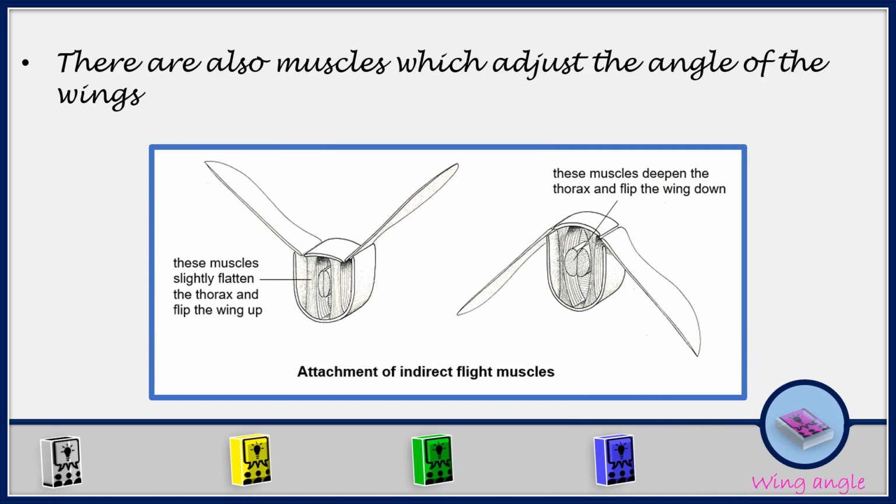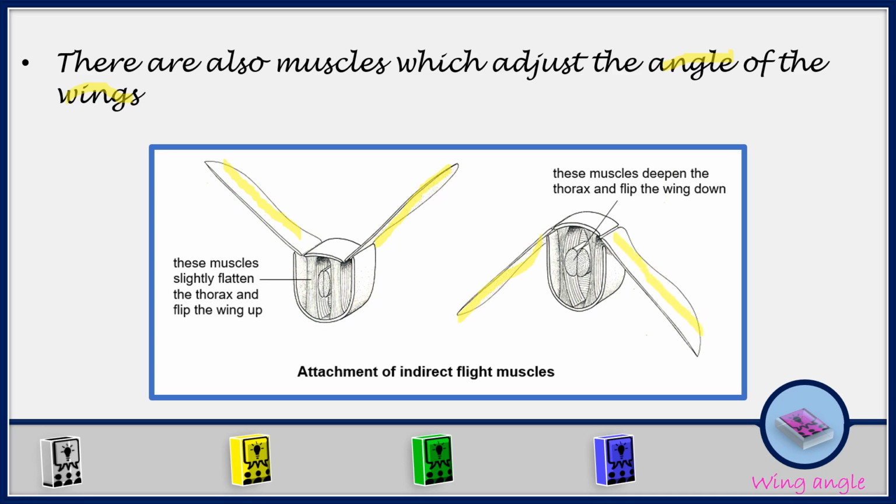There are also muscles which adjust the angle of the wings. We have other muscles which just adjust the angle of the wing. For example, here we are seeing this wing is going up and it is flat. And this one is also going up, it is also flat.